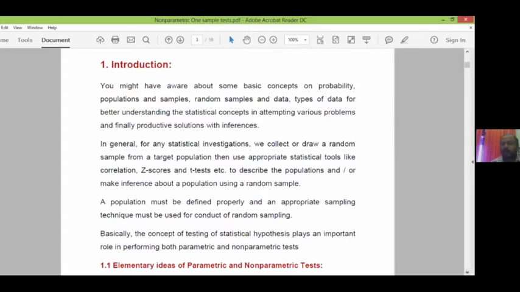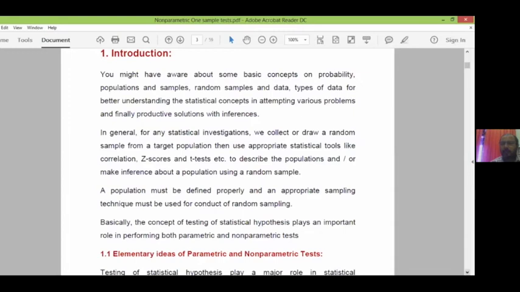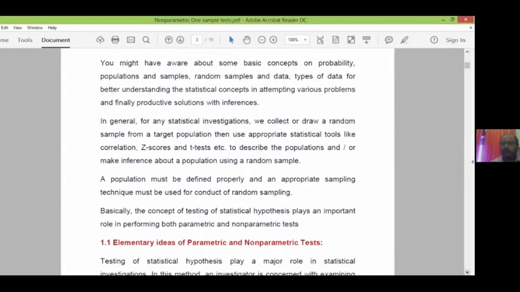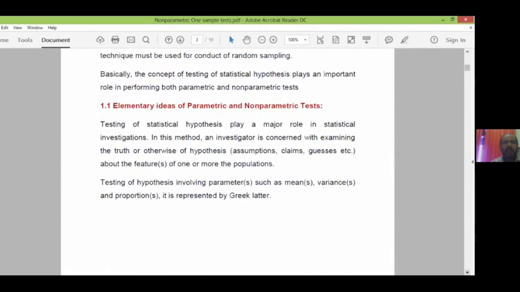So my goal here is to discuss the non-parametric ideas and methods, but I will give some differences between parametric and non-parametric: when do you use parametric, and why not use parametric, why we go for a non-parametric test. That's most important to get the answer. For that, I would like to discuss elementary ideas of parametric and non-parametric tests here.